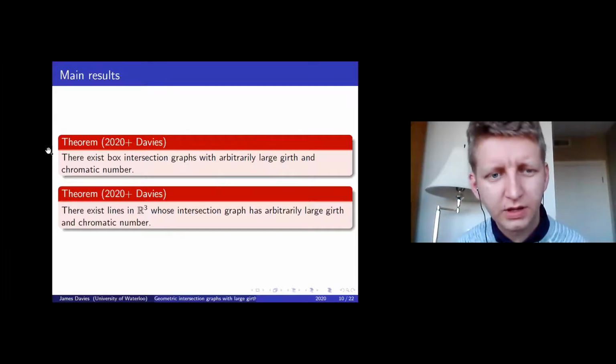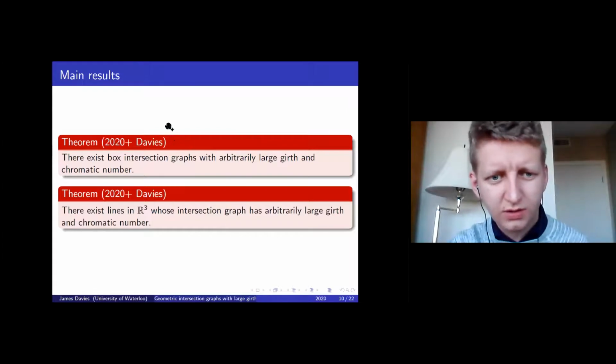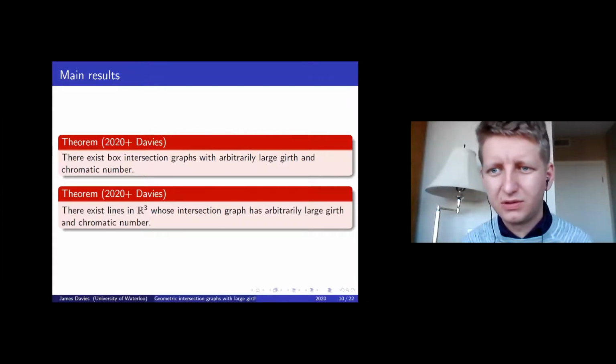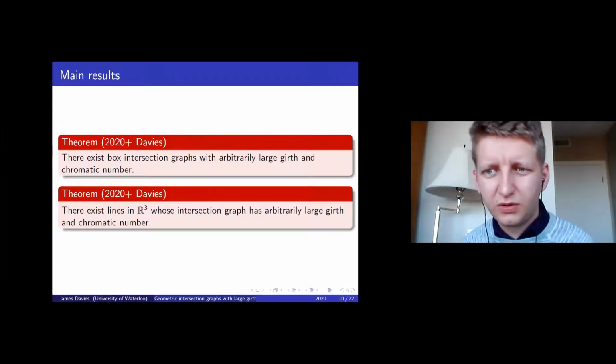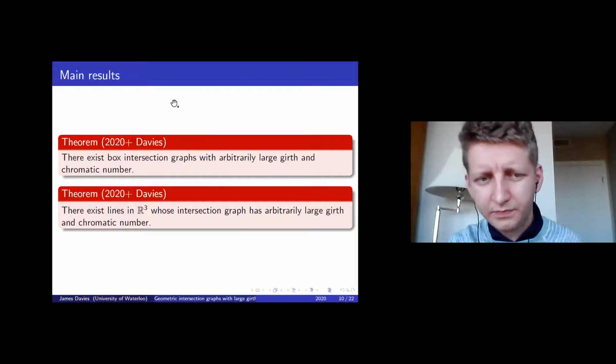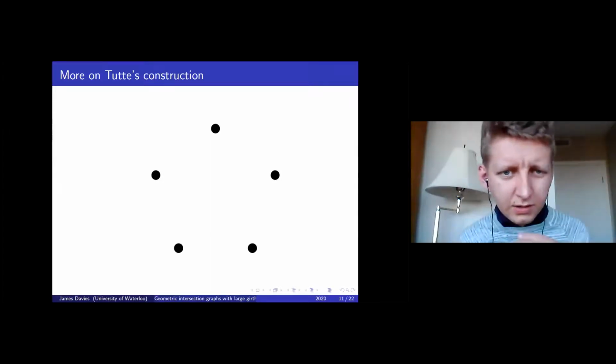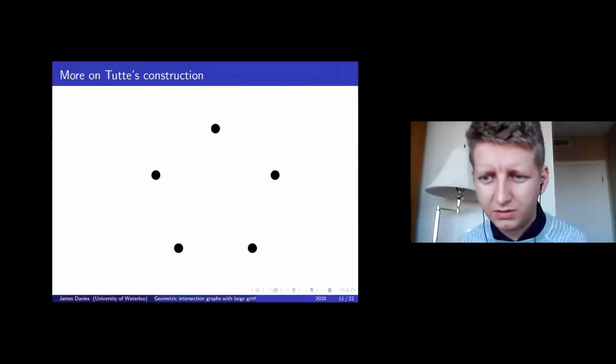So I want to talk about the construction used for both of these theorems for box and line intersection graphs with a large girth and chromatic number. So to do that, there's kind of two stages of things to talk about for it. I'll first want to talk about what the actual graphs are. And then after that, I want to talk about how you realize these graphs geometrically. So first, looking at what the actual graphs are, we're going to go back to the beginning again. So going back to Tutte's construction, and I just want to give a different perspective on this construction.